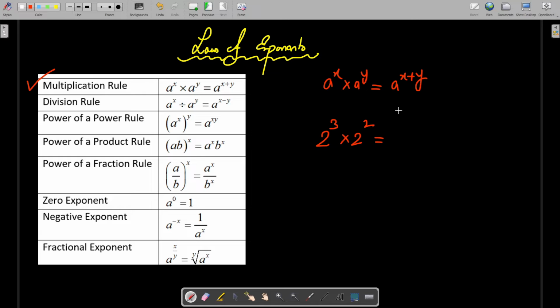So according to the law, what should we do? We should add the powers. That means it will be 2 to the power 3 plus 2, which is equal to 2 to the power 5.